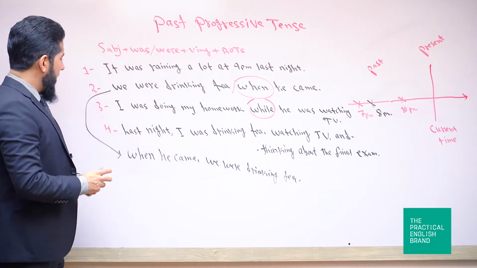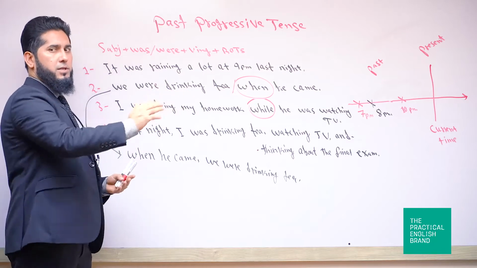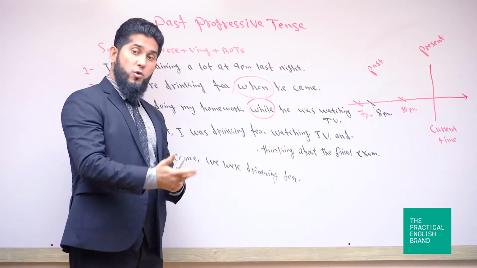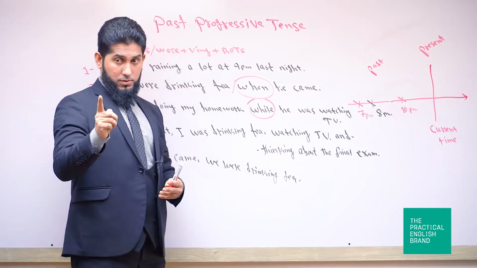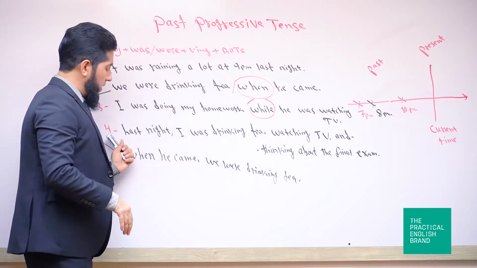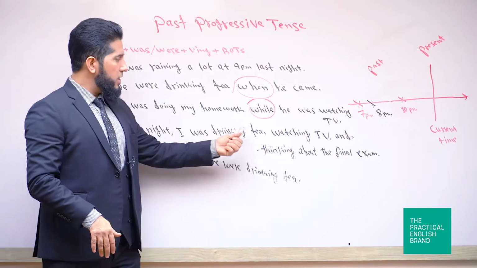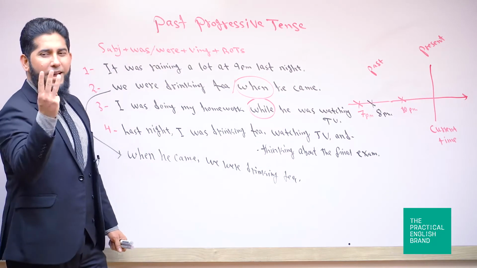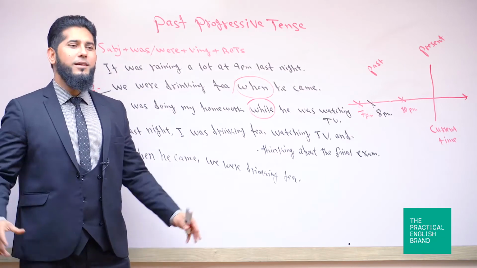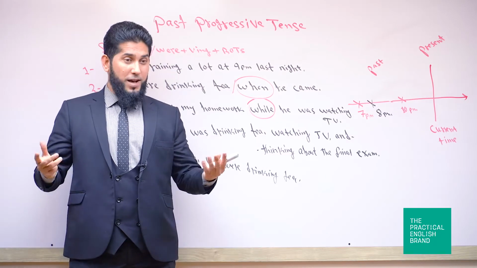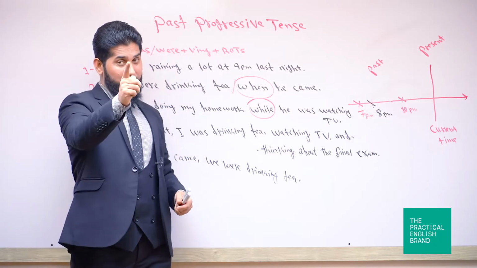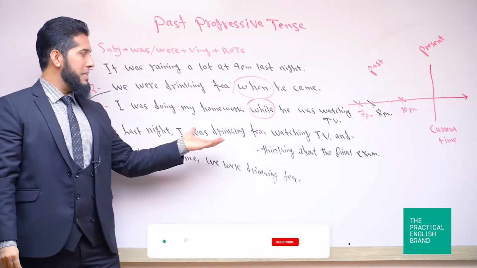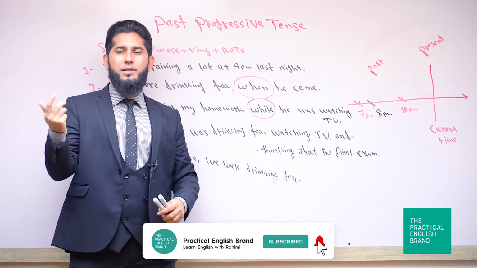Okay. Okay, now you can also talk about a series of actions. You can also talk about 2, 3, or 4 actions which were in progress at the same time, okay? Okay, or after each other. Look at example number 4. Last night, I was drinking tea, watching TV, and thinking about the final exam. 3 actions were in progress at the same time, okay? So it's possible you drink tea, you watch TV, but mentally you think about something, right? So last night, I was drinking tea, watching TV, and thinking about the final exam.